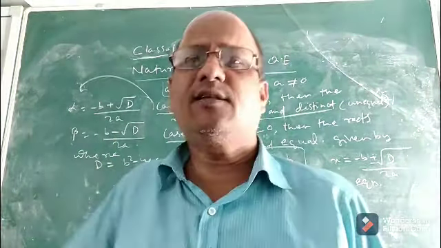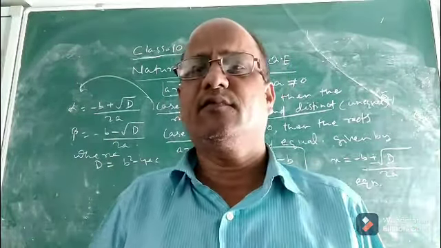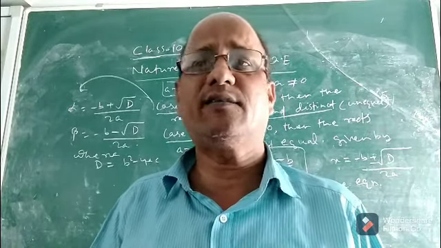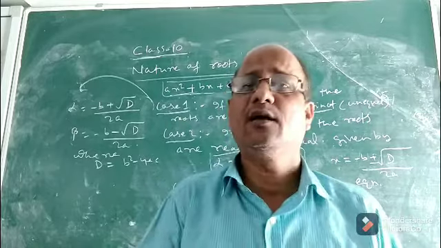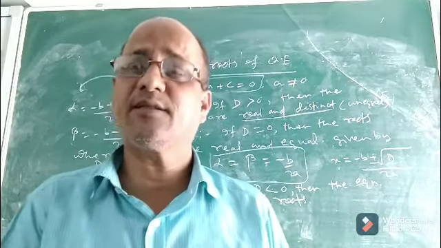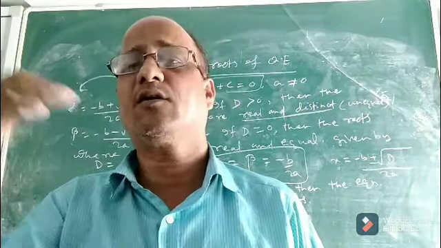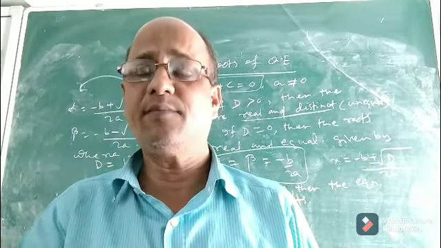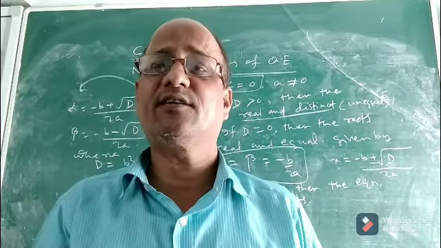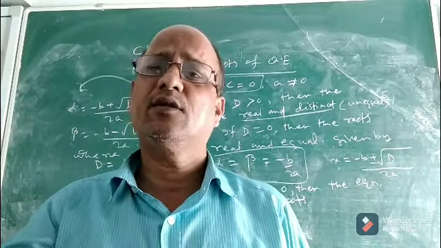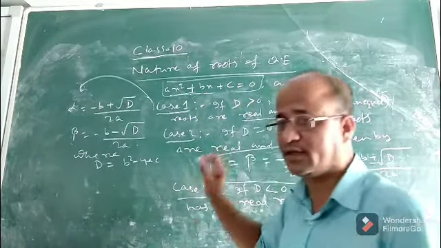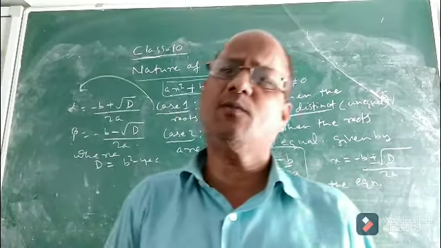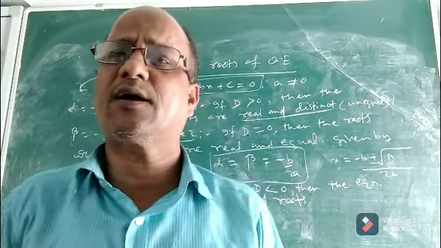See children, these are the three cases by which we can decide the nature of roots. By nature of roots we mean whether the roots are real or not real, that is imaginary, and whether roots are equal or distinct, different. So you can decide the nature of roots if you remember case 1, case 2 and case 3. With this we completed everything about your quadratic equation.